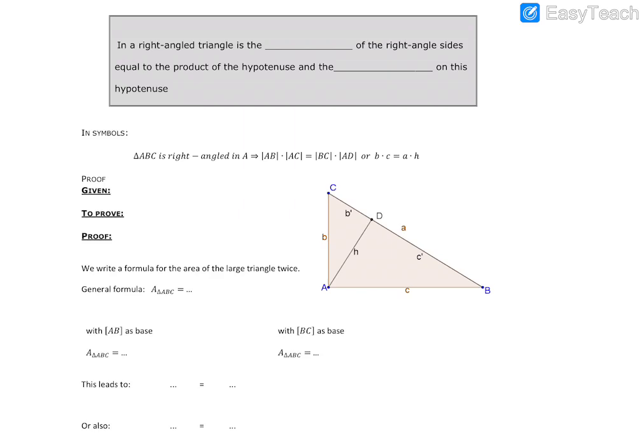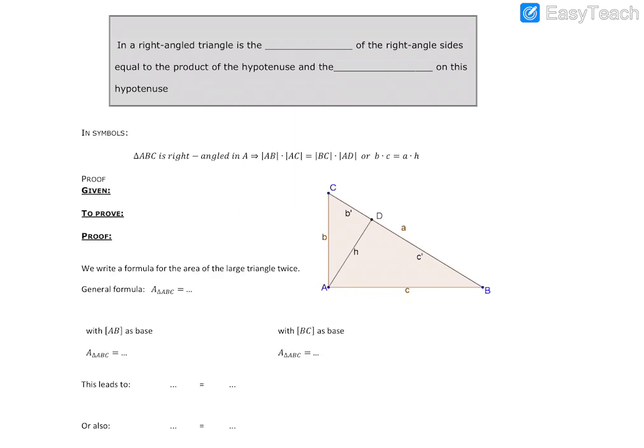So in these right-angled triangles, I'm going to repeat one more time. This is the right angle. This is the hypotenuse, which is opposite to the right angle, and these two are the two right-angled sides. This is the altitude or the height. These two pieces, B accent and C accent, are both the perpendicular projections of the two right-angle sides.